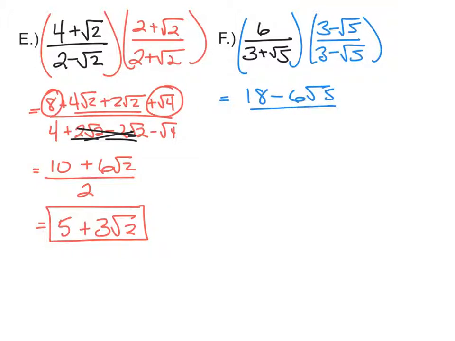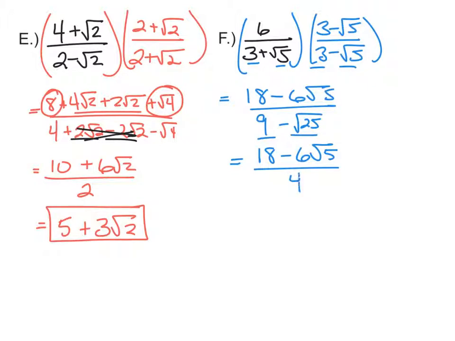In the denominator, we already know what's going to happen with those two middle terms. They're going to cancel. So all I have to do is multiply the firsts together. 3 times 3 is 9. And the lasts together. Plus root 5 times minus root 5 is minus square root of 25. Now we just simplify. The numerator is going to stay the same as 18 minus 6 square root of 5. But in the denominator, we'll have 9 minus 5, which is 4.